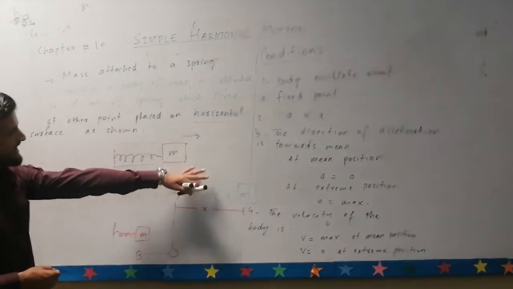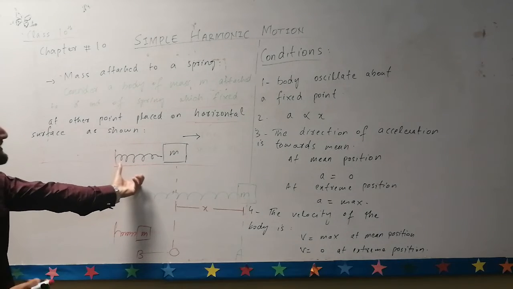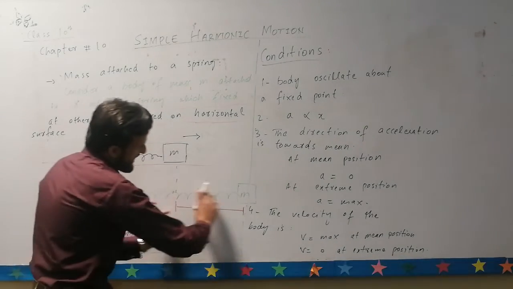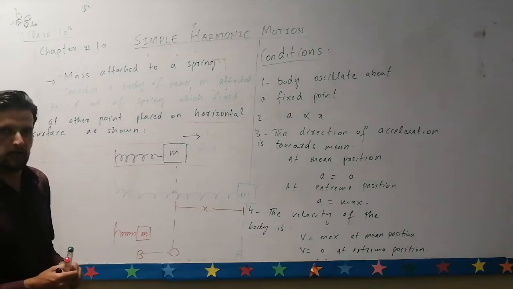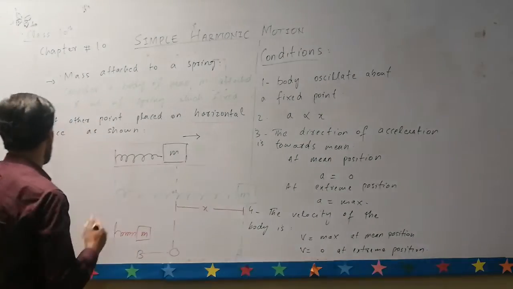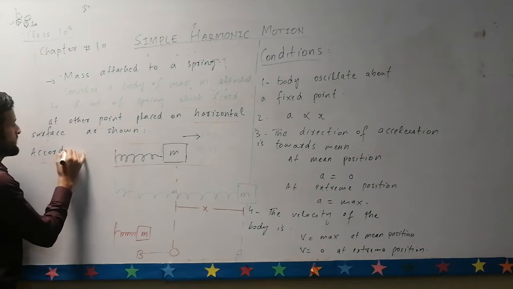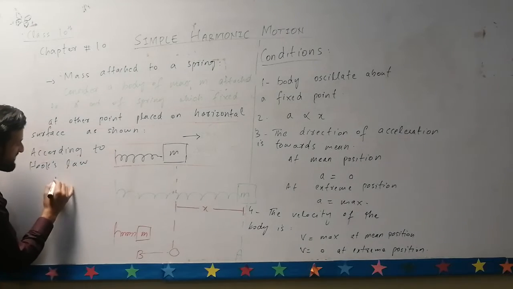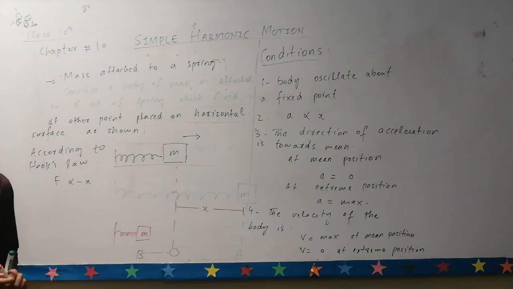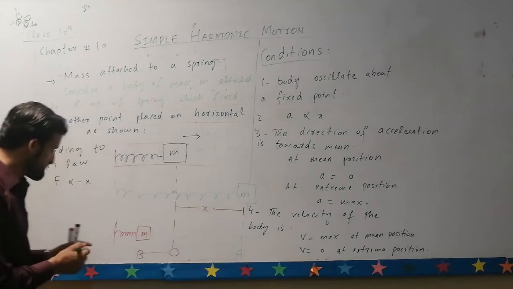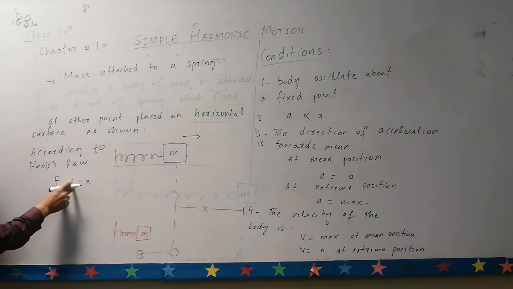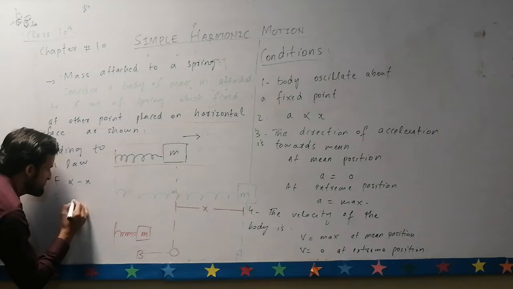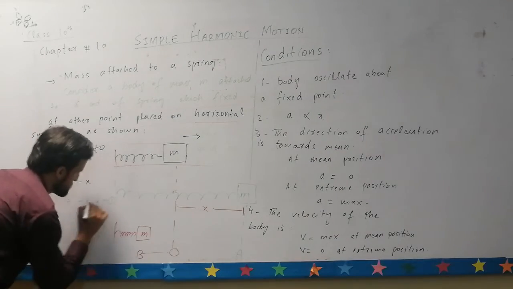Mathematically, we prove that the mass M attached with the spring placed on the horizontal surface is executing simple harmonic motion. According to Hooke's law, when we stretch the spring, the force F acting on the spring is directly proportional to the displacement from the mean position. So we apply Hooke's law on body M. According to Hooke's law, F is directly proportional to minus x. When we remove the sign of proportionality and change it into equality, we place a constant here. Then our equation becomes F is equal to minus kx. We call this equation 1.